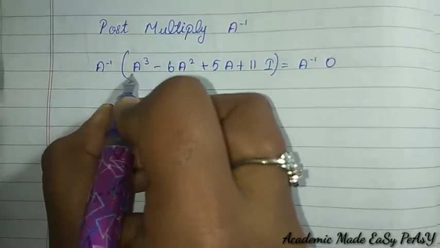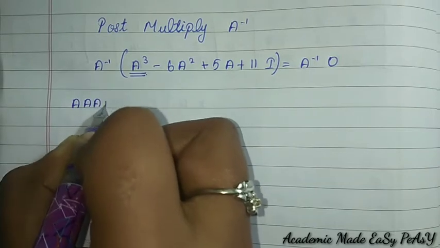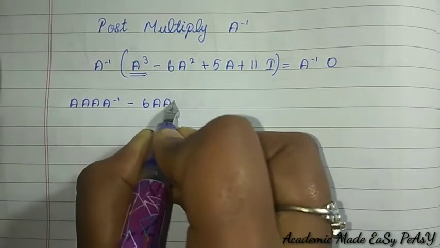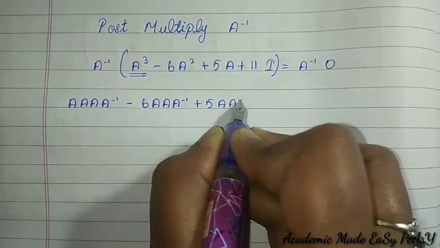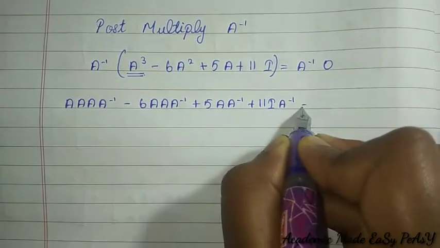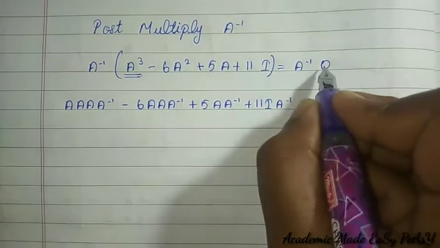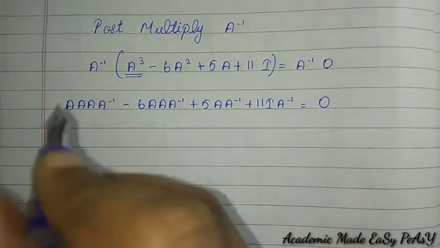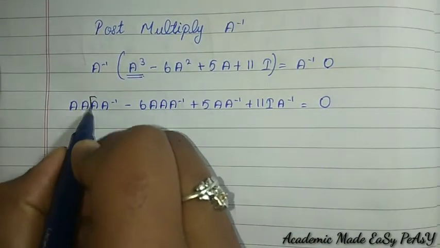Now I will split this A cube. So A into A into A into A inverse minus 6A into A into A inverse plus 5A into A inverse plus 11 into I into A inverse is equal to, anyways, 0 into something is 0. So here 0 matrix into A inverse also is 0 only. So 0. Now I'm going to group this.